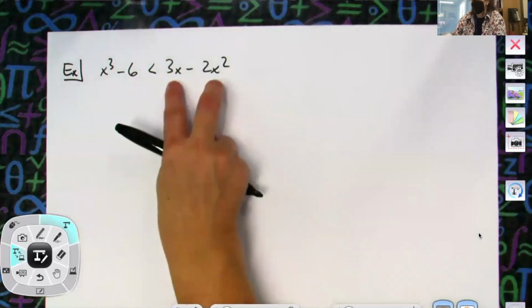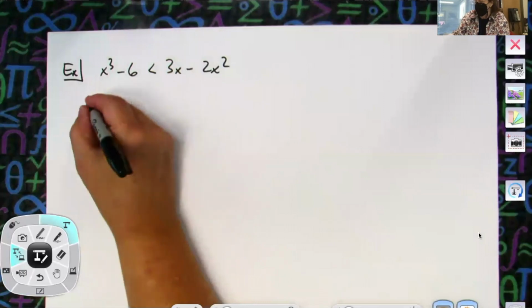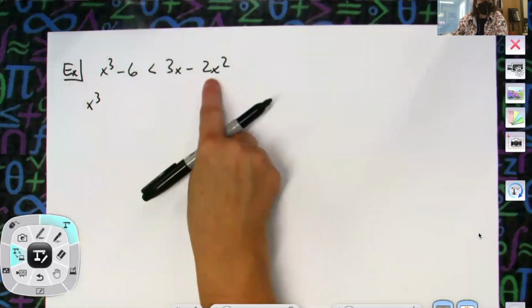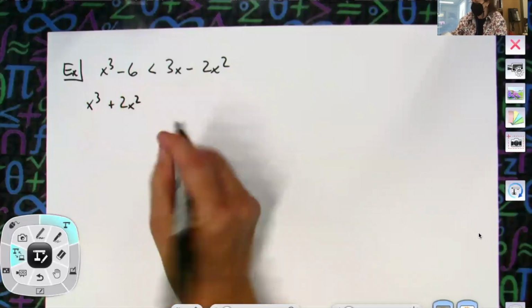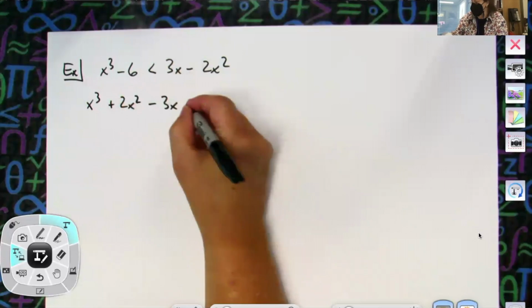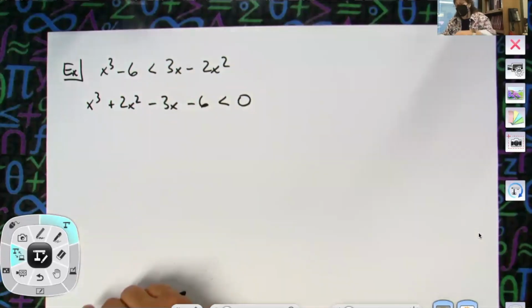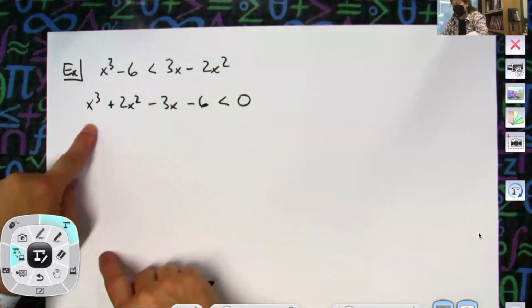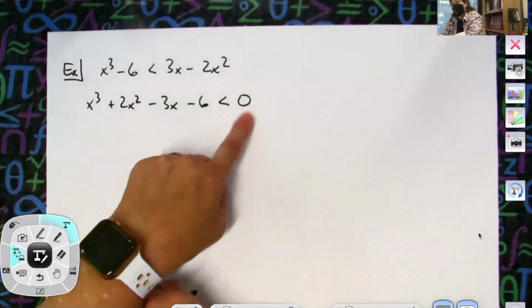Now, when I move these two terms to the left, might as well go ahead and put them in the order that we would like them in, so standard form. So I'm going to go x to the third, add 2x squared, subtract 3x. Then I'll have the minus 6 already over there, less than 0. To solve this, I want to know where is this polynomial curve less than 0 or below the x-axis.